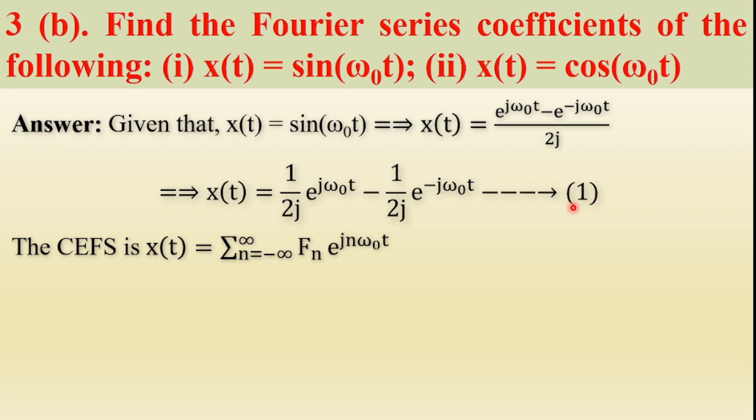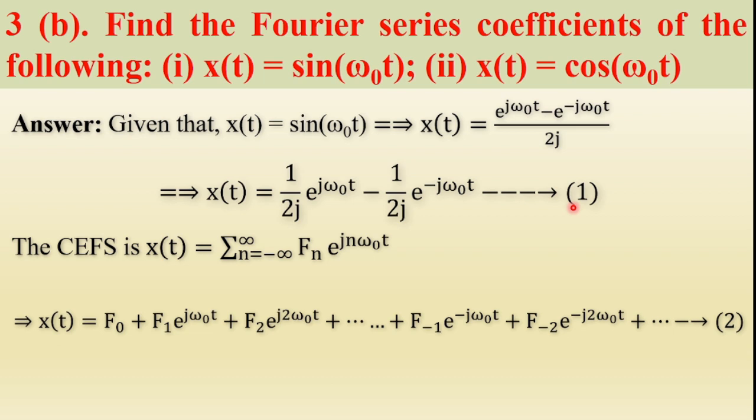We know that the complex exponential Fourier series equation is x of t is equal to sigma n is equal to minus infinity to infinity Fn into e power j n omega naught t. Expanding this equation, we get F naught plus F1 e power j omega naught t plus and so on, F minus 1 e power minus j omega naught t plus and so on. This is the expansion of the complex exponential Fourier series, and this is considered as equation 2.